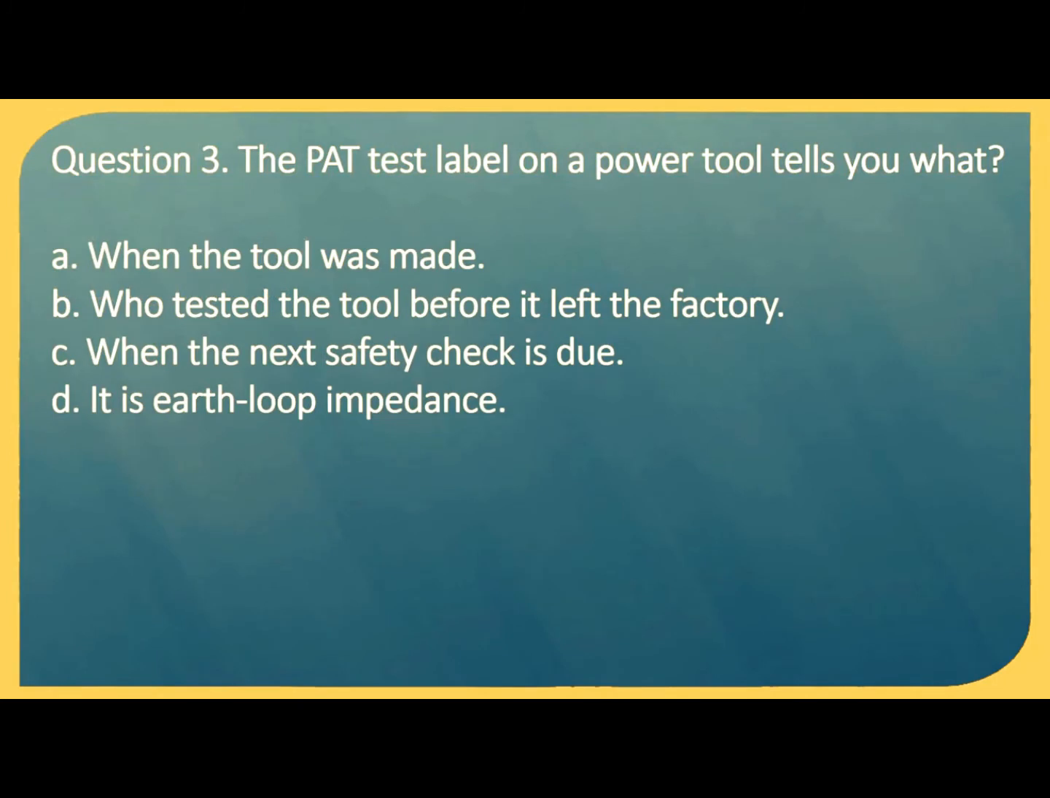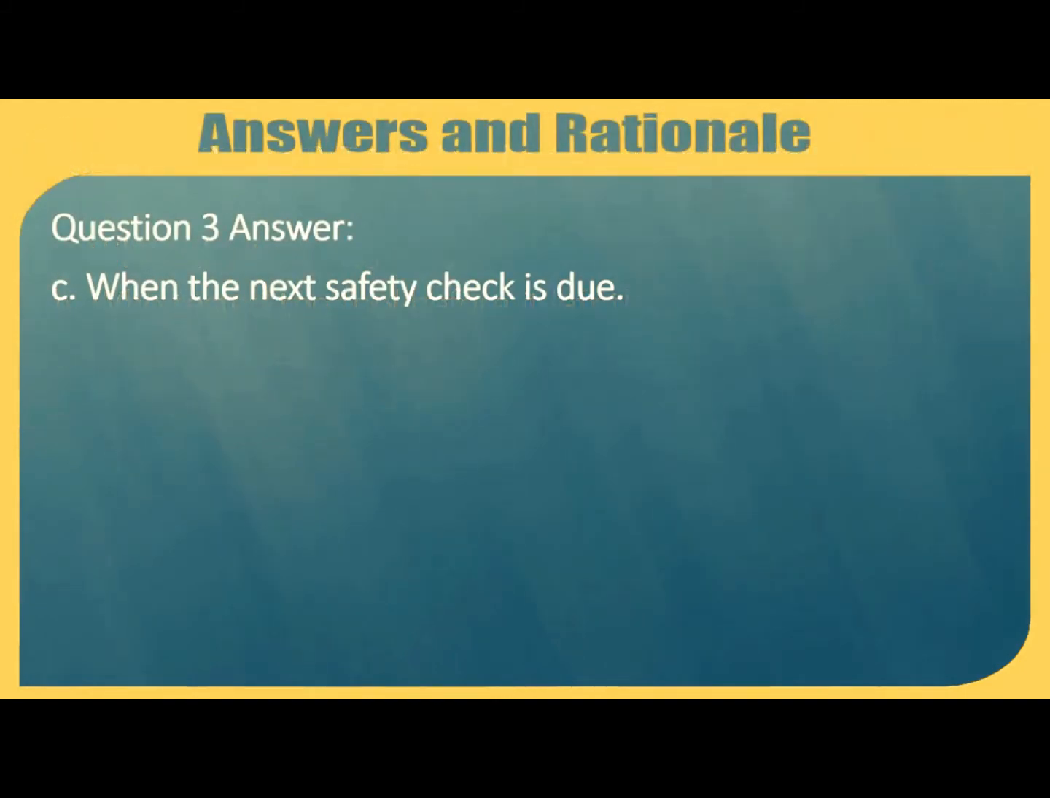Question 3. The PAT test label on a power tool tells you what? A. When the tool was made. B. Who tested the tool before it left the factory. C. When the next safety check is due. D. It is earth loop impedance. Question 3. Answer: C. When the next safety check is due.